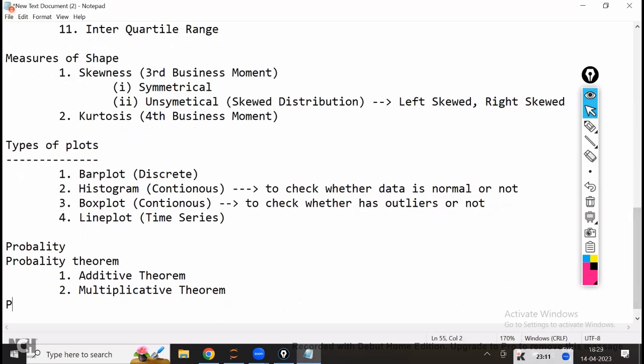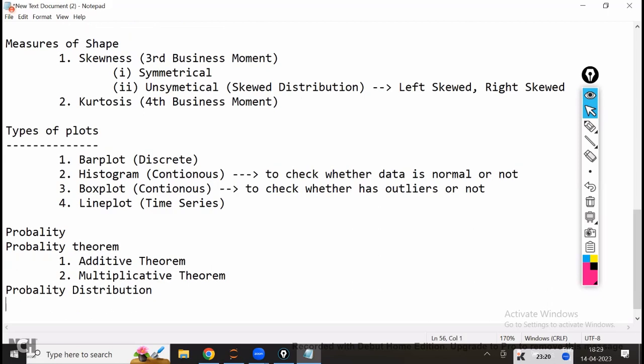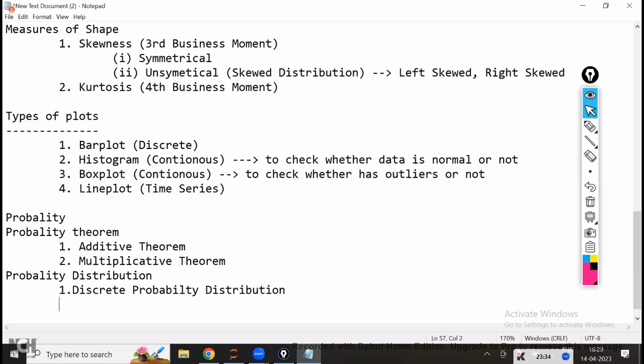Next we discussed what is meant by probability distribution. Within probability distribution, we have seen the discrete probability distribution, and the second one is the continuous probability distribution. So two types of distributions we have seen.